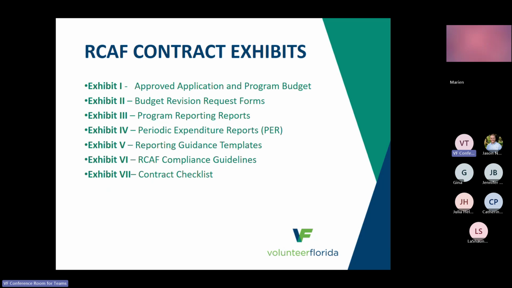And last but not least, Exhibit 7 is your contract checklist. The contract checklist should have already been completed and submitted as well, and again was due on June 8th. So if you have not yet submitted the checklist, please make sure you also do this as soon as possible to ensure that you remain in compliance with grant requirements.